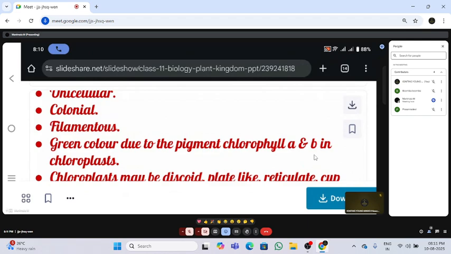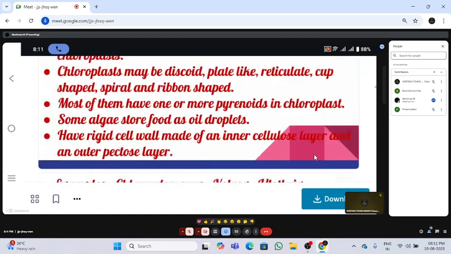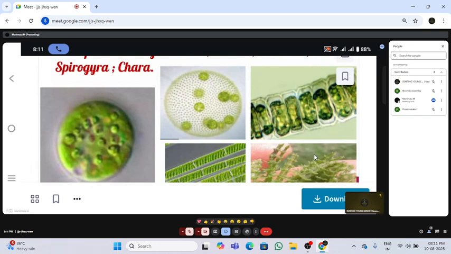First, where does it live? All algae are commonly aquatic, including fresh water. The plant body is thallus. In Chlorophyceae, the largest unicellular green alga is Acetabularia. Which one is the largest unicellular green alga in Chlorophyceae? It is Acetabularia.